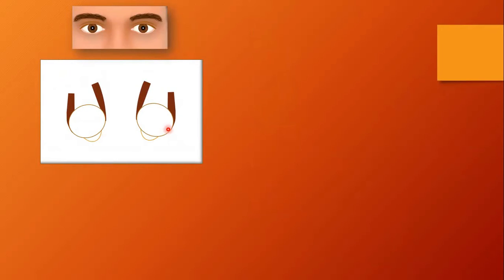So sometimes we use this kind of diagram, with the two eyeballs at the top. You are facing the patient. It's like a mirror image. So this is the right eye, and this is the left eye.